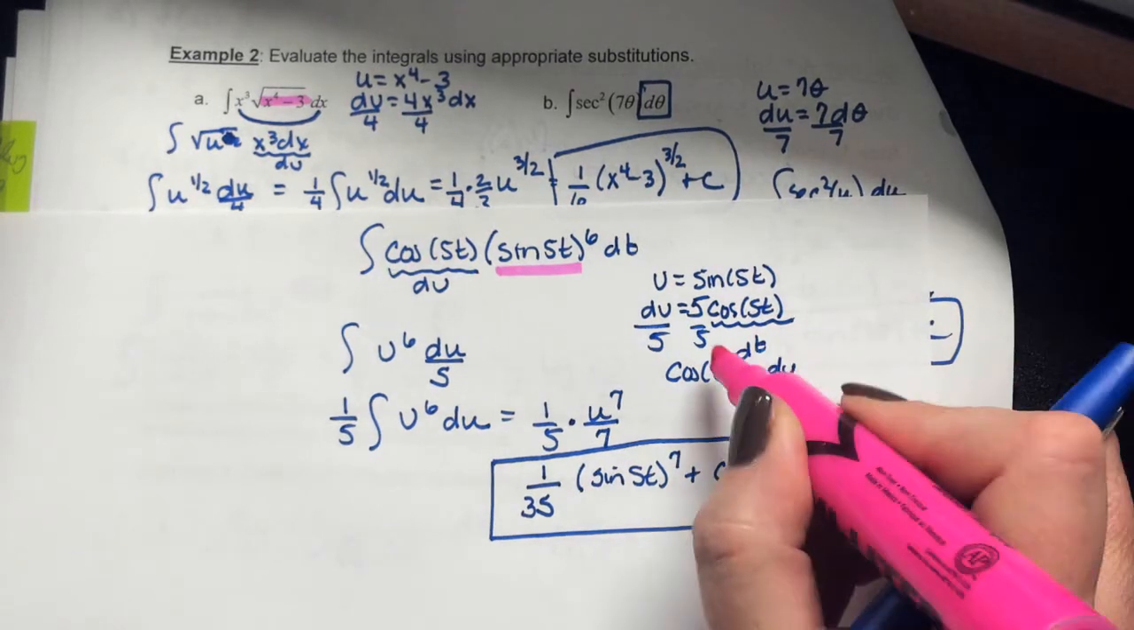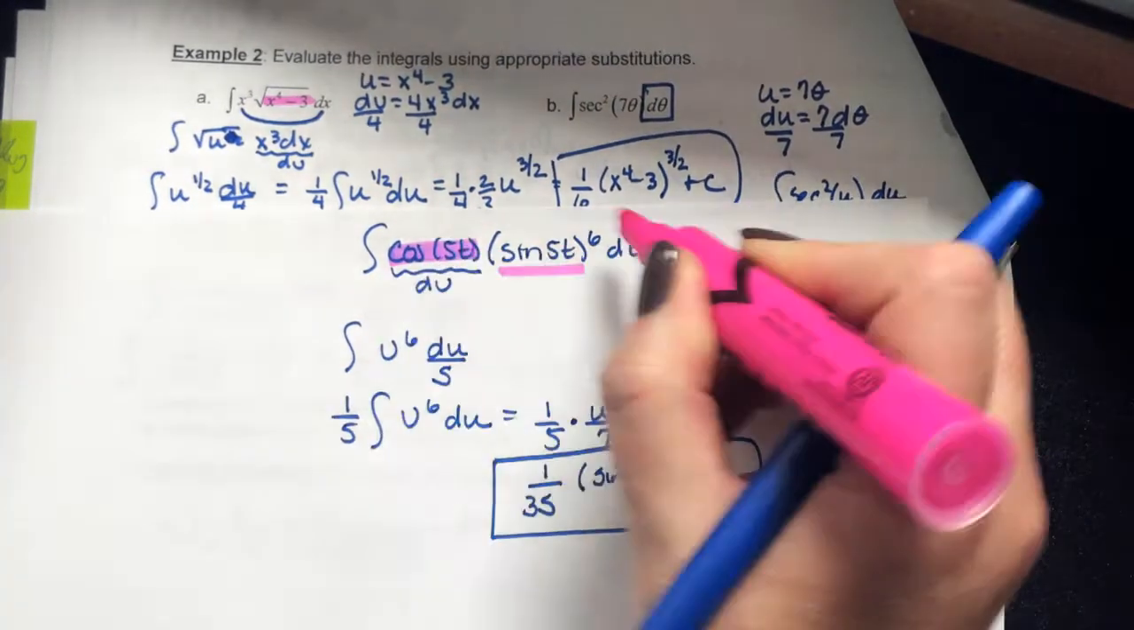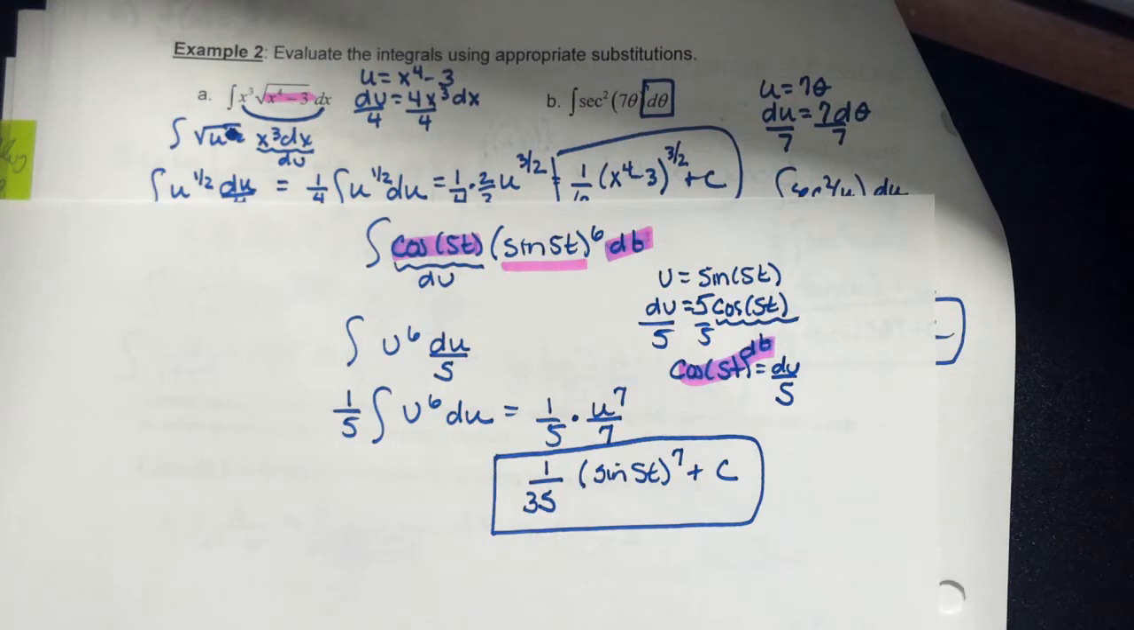This is my cosine of 5t dt, which was right here. That's all my du. I just didn't reorder.